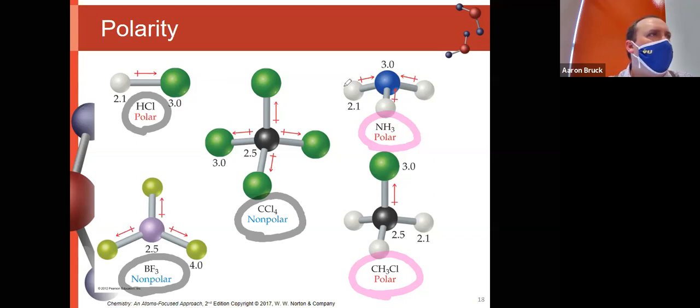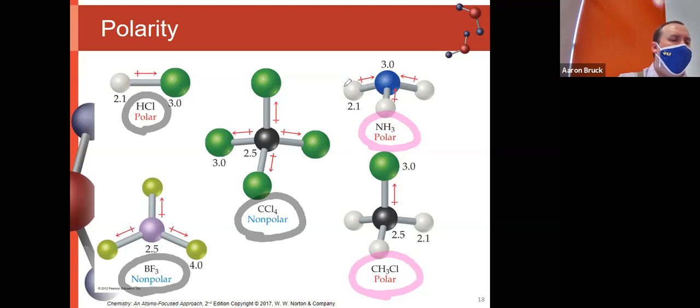In BF3, what are the types of bonds? Cameron? Well, it doesn't have to do with hydrogen. BF3, what kind of bonds are in BF3? What two atoms are bonded together? Ben?